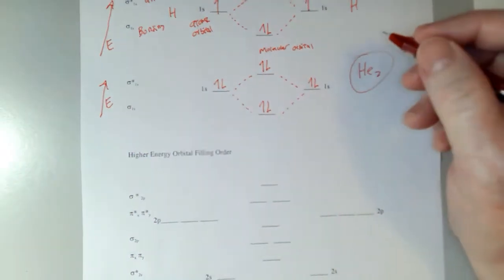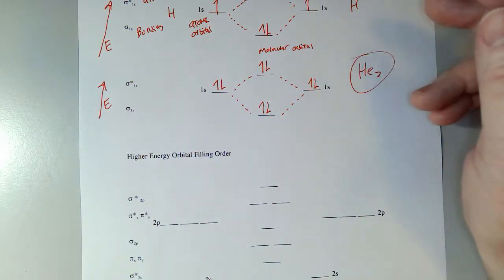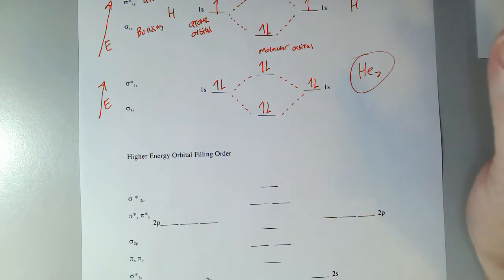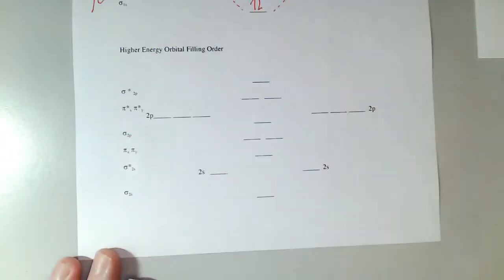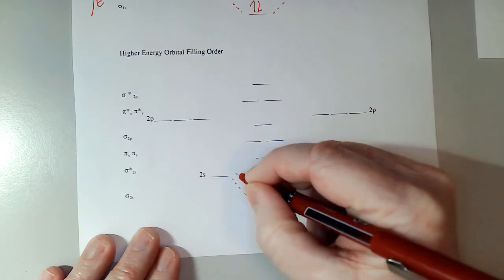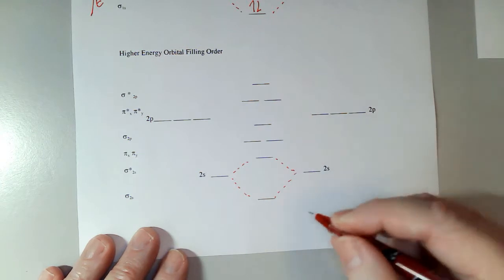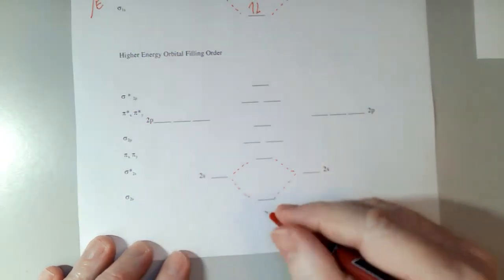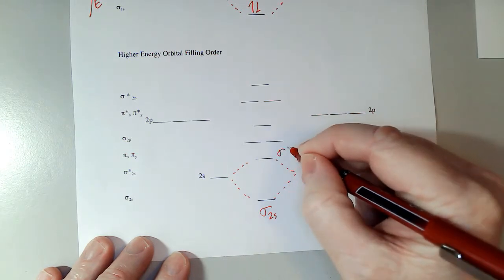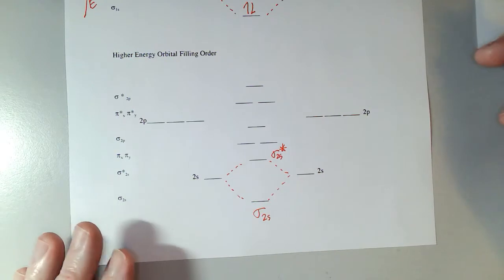Now, for higher energy orbitals, there are a couple different ways. There are two different ways you can actually put these orbitals together. An experiment has shown us that the way I'm talking about here is the correct way. The atomic orbitals that are the 2s's come together and make a sigma 2s, and the sigma star 2s, which is the antibonding orbital.